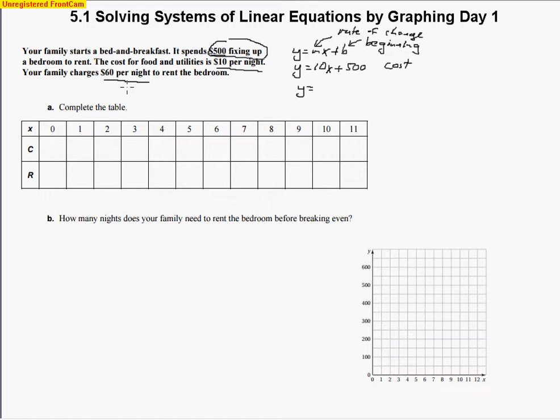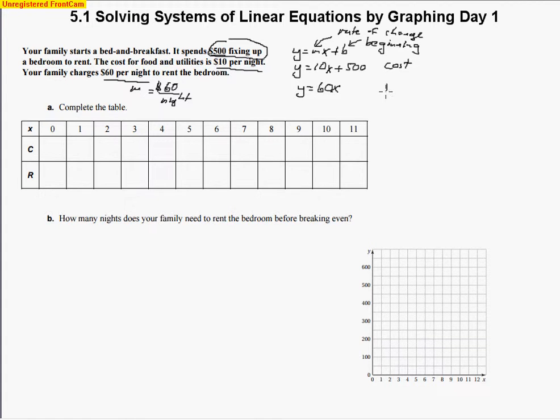So notice that this slope is $60 per night. And so remember, when we were talking about slope, it was the change of y over change of x. So I know y represents the dollars. The number of nights represents the x values. So that's going to be y equals 60x. No initial charge here because you're not starting with any money. You're just charging that $60 every night.